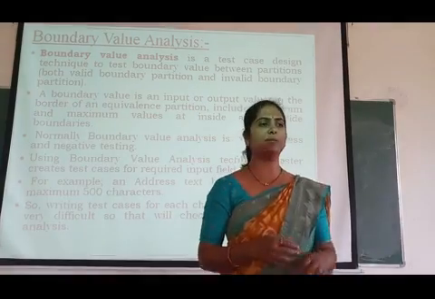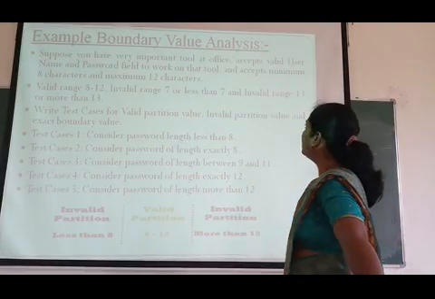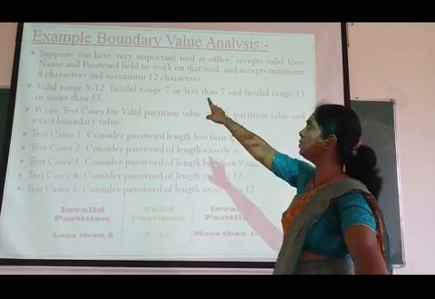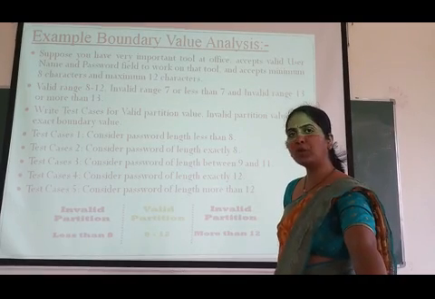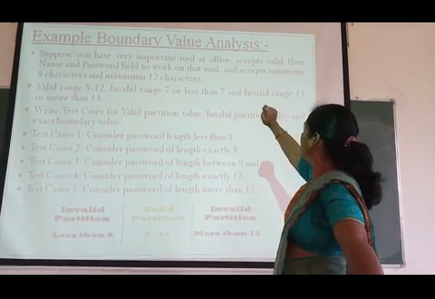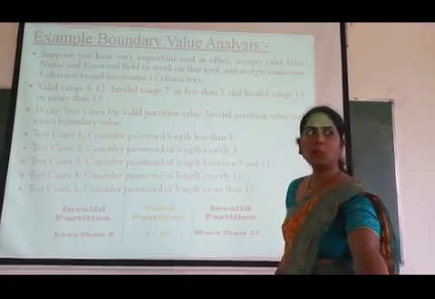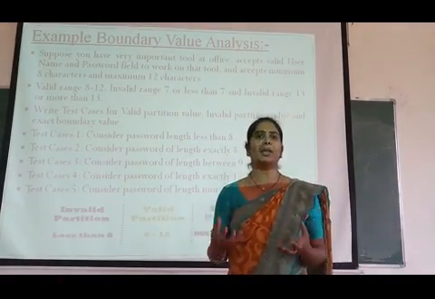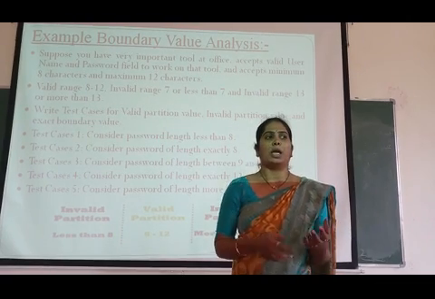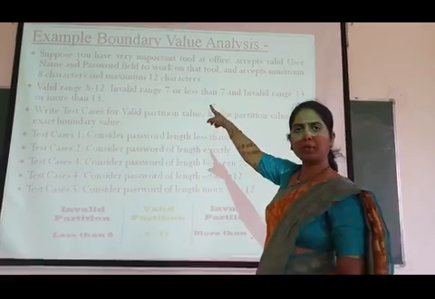Now for better understanding, we are going to consider one more example. Suppose you have a very important tool at the office that accepts a valid username and password field. It accepts a minimum of 8 characters and a maximum of 12 characters. How many minimum characters are there? 8. And how many maximum characters? 12. So they have given us a limit over here.